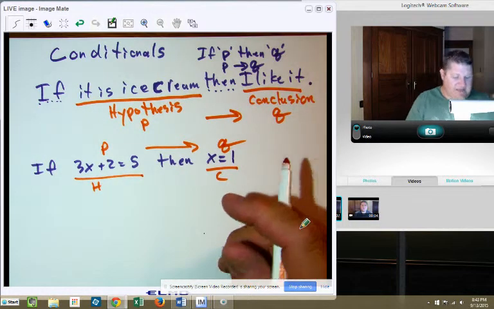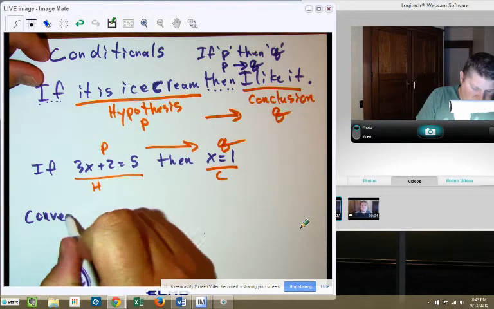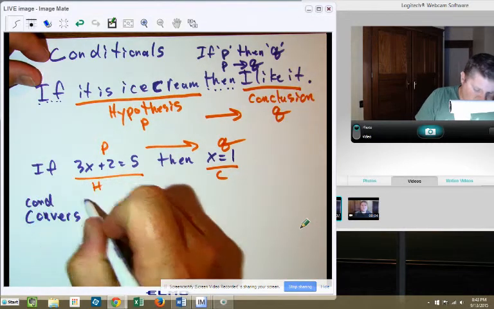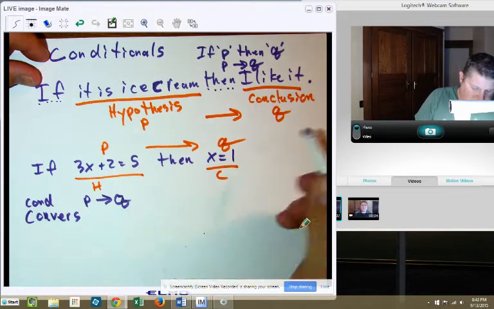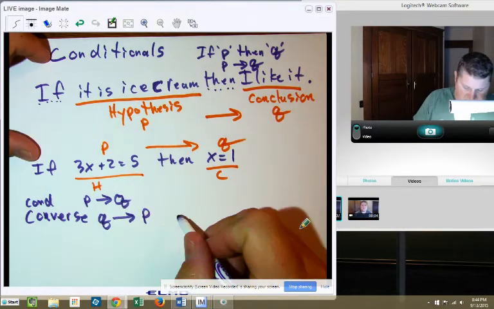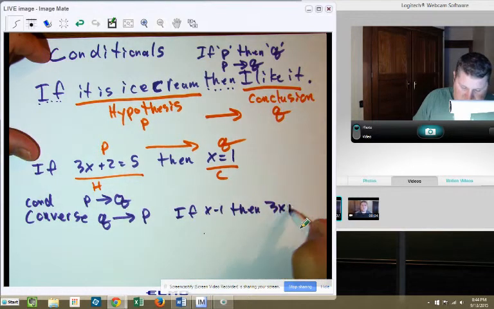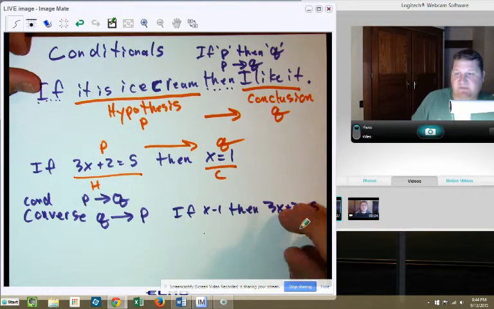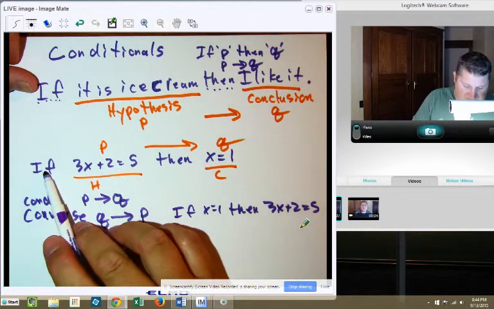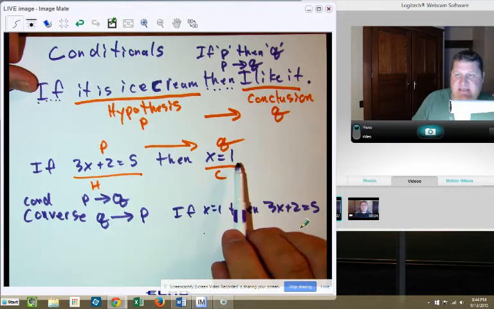Now, we have some related things. We have what's called a converse. A converse is, instead of if P then Q, like the original statement, so a conditional is P then Q, a converse is Q then P. So in our case, we would say if x equals 1, then 3x plus 2 equals 5. Now, this is a true statement. However, you'll notice if I start with this, I am guaranteed to get x equals 1. If this is true, then I guarantee this is true.